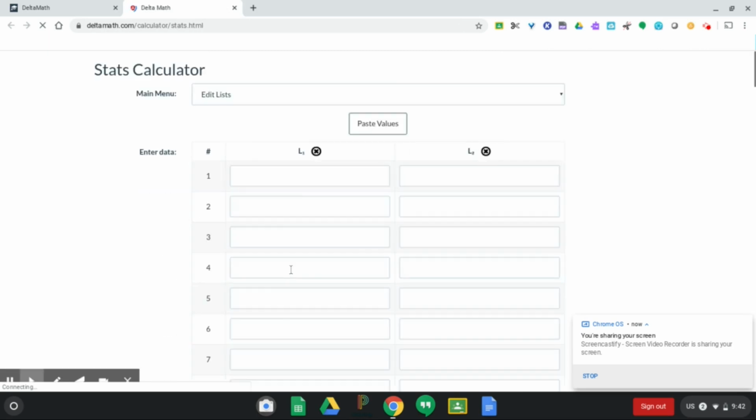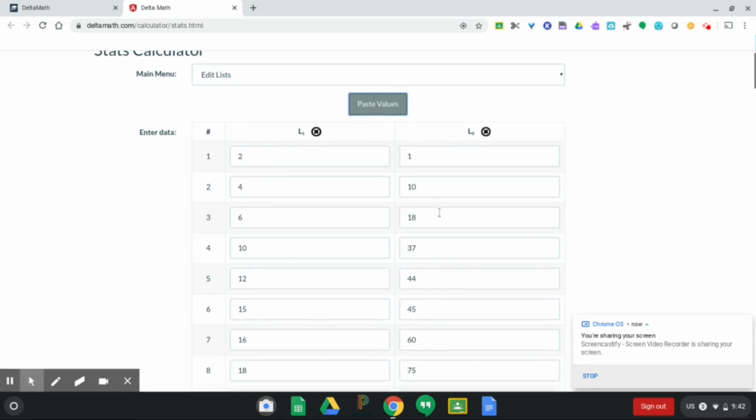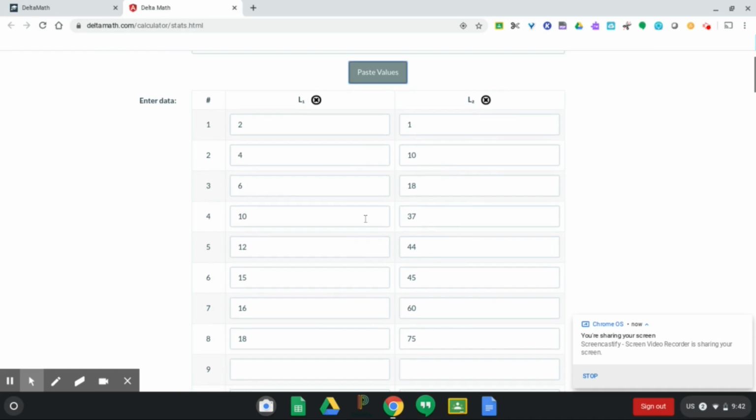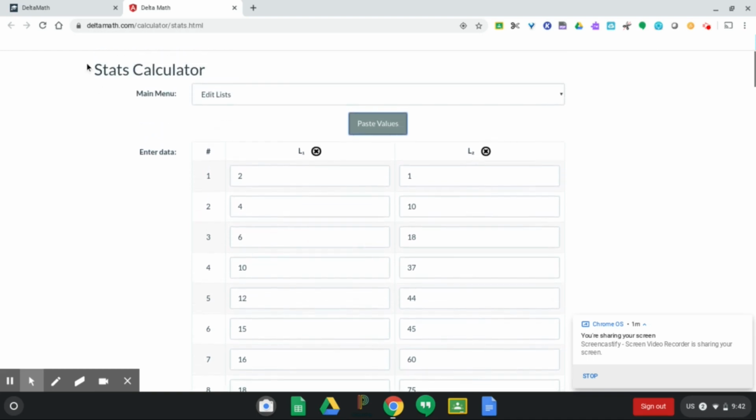Okay, so this comes up with L1, L2. I'm going to hit paste values. Okay, so I don't have to do any typing. I don't have to worry about any mistakes. Everything is right here. So I'm going to go back to my problem.